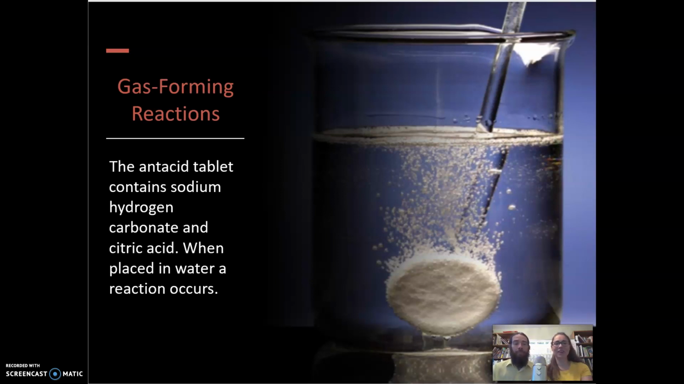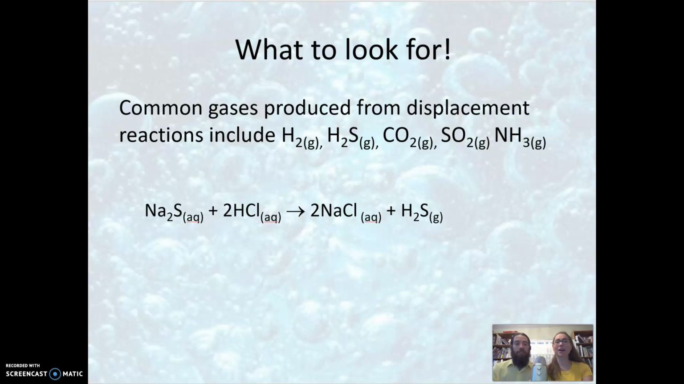Right. So we've already talked about how we can predict the products of our reactions, and you're going to be doing that as well for the gas-forming reactions. So when you perform a reaction and you look at the products, you can see if there's a gas. And these are some things that you need to look for.